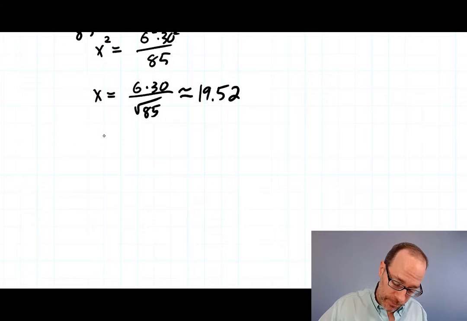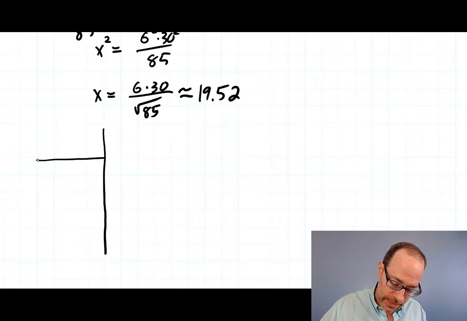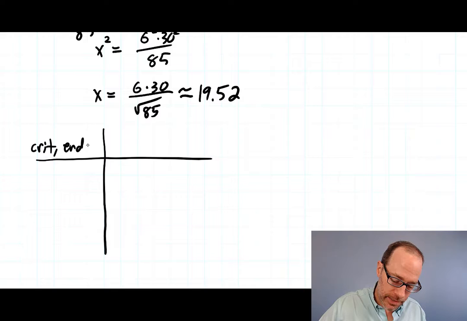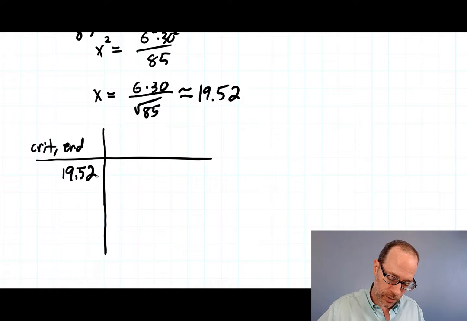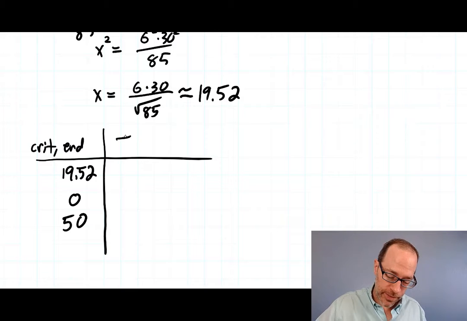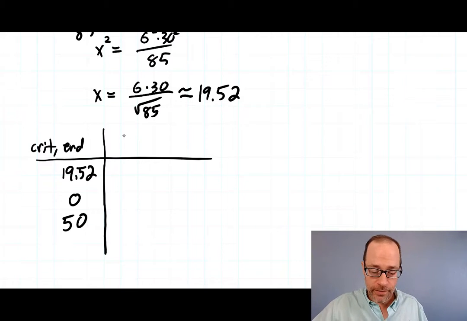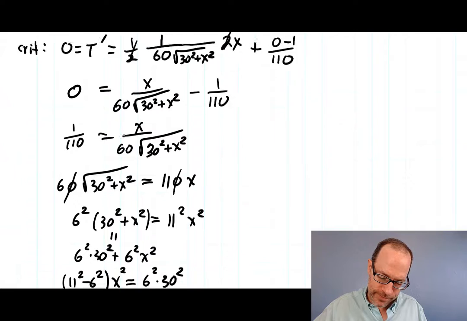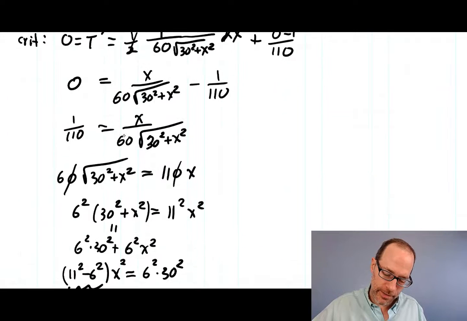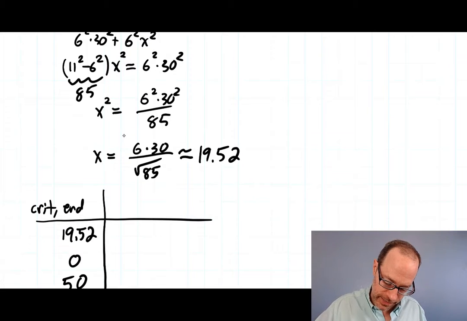Now we make a table, because we want to find the min. We put the critical points here and the endpoints. So the critical point was 19.52. There was only one. The endpoint was 0. The other endpoint was 50. And then you put in your function for time, which I've already forgotten because it was pretty ugly. All right, looks like this.